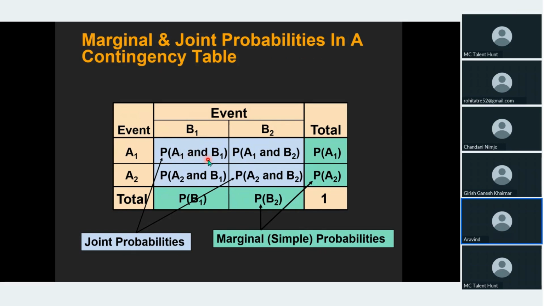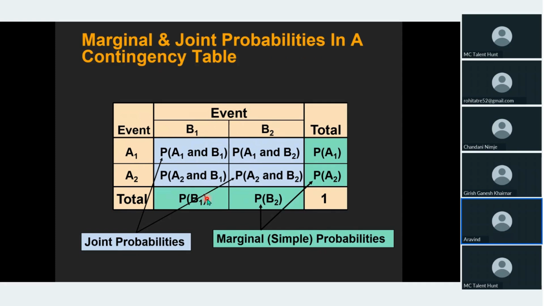So A1 plus B1 is the combination of one cell. A1 plus B2 is the combination of another cell. But when you want the total probability of A1, how do you represent P of A1? For the next case, the A2 event: probability of A2 and B1 is another event, and probability of A2 and B2 is another. The total when looking for A2 is the probability of A2. If you want the probability of B2 event, you look here for P of B2. For B1 event, here is the probability of B1.